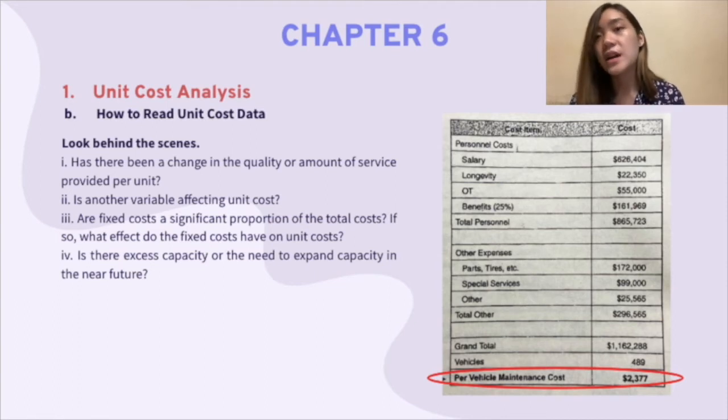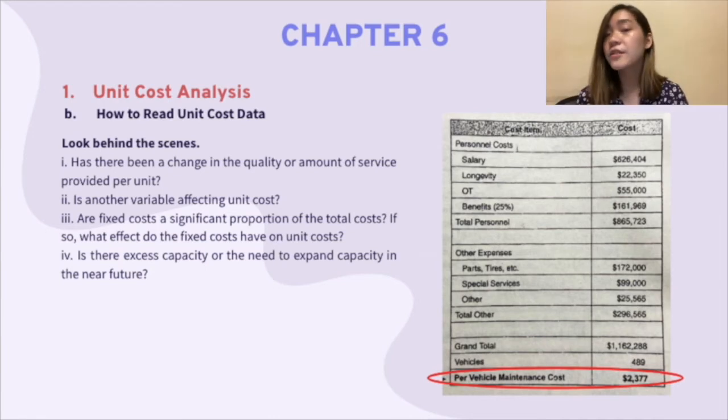Key questions that we could use to interpret the unit cost data include: has there been a change in the quality or amount of service provided per unit? Is another variable affecting unit cost? Are fixed costs a significant proportion of the total costs? If yes, what effect do the fixed costs have on unit costs? And lastly, is there excess capacity or the need to expand capacity in the near future?